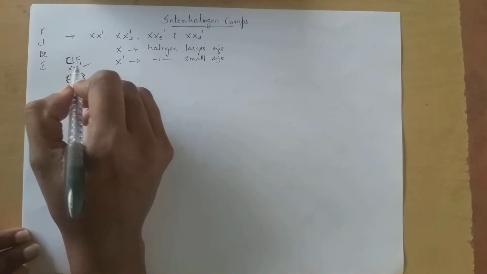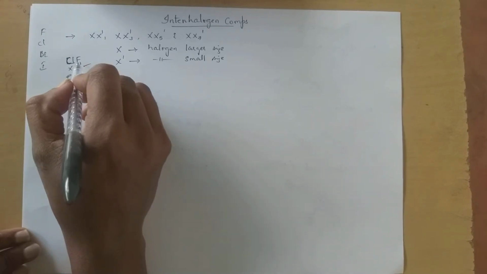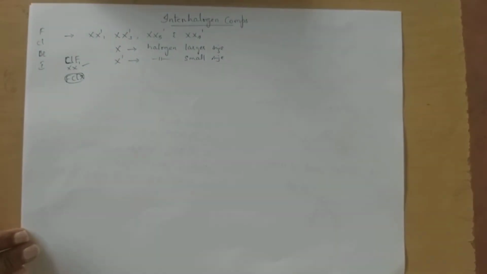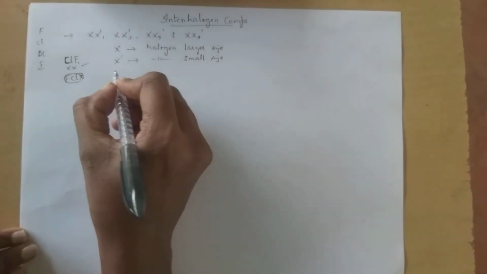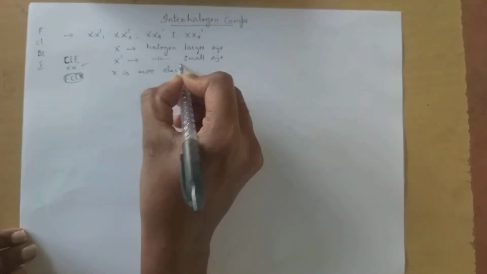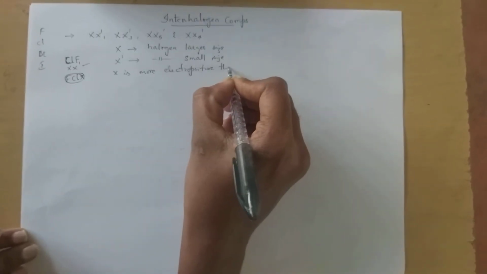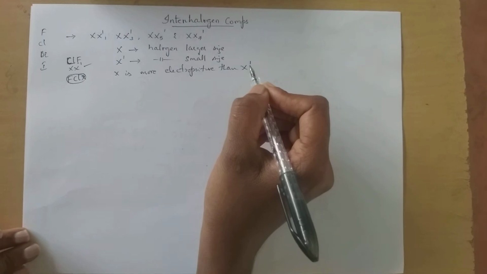We have to say it like this: if it is ClF, the first one is the halogen with a large size, the second one is the halogen with the small size. And here X is more electropositive than X'. One more thing, X is more electropositive than X'. That is one point.